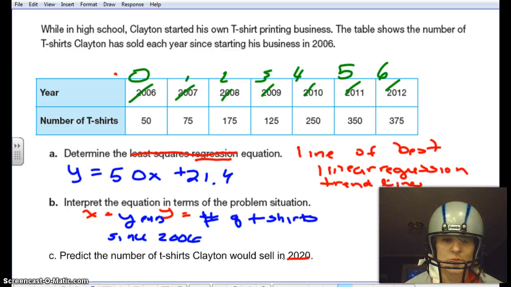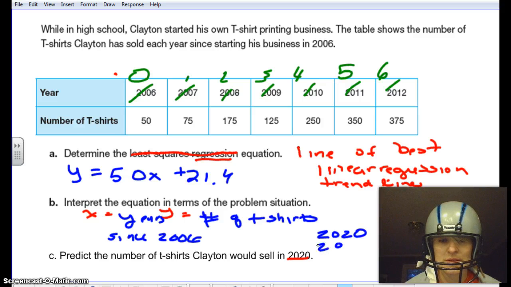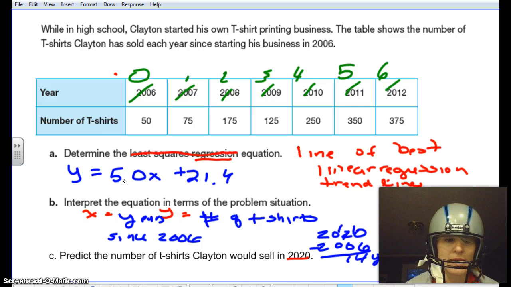So now it asks me to predict for 2020. Well, we started in 2006, and that was year 0. So I have to figure out how many years have passed from 2020 to 2006. So I have 2020, and then I have 2006. So we want to find the distance between those years. So we'll do a little subtracting, and that gives me 14. So that's 14 years that have passed. So I want to use my equation here and figure out if x is 14 years, what would y be?